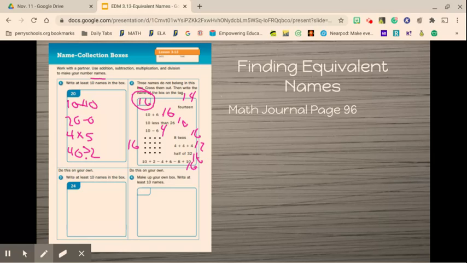And I have to cross off the ones that do not belong. I'm going to cross off 14, 4, or 10 minus 6, and I'm going to cross off 4 plus 4 plus 4. All right, you are going to work on this on your own. You're going to write at least 10 names for 24, and then make up your own. You're going to pick the number that you want and write 10 different names.